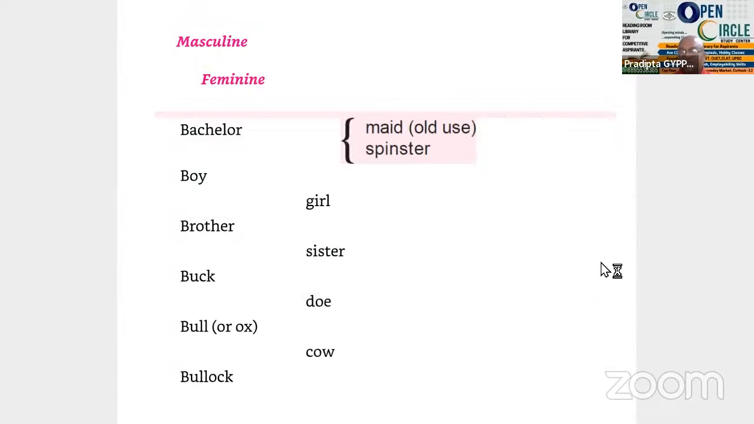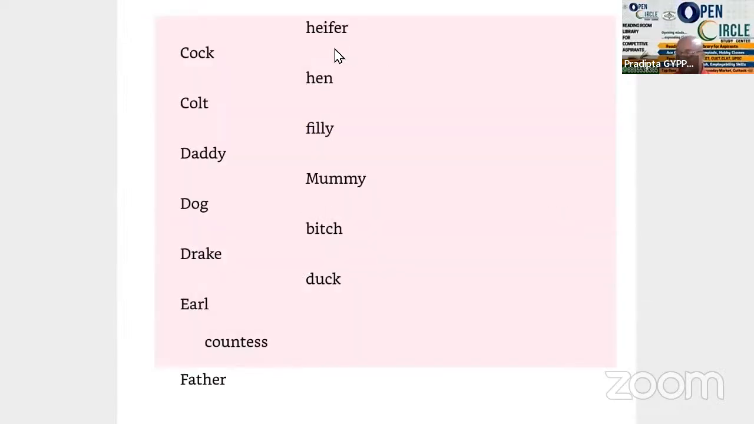Another term for cow is heifer, H-E-I-F-E-R. Heifer, female cow. Cock, hen. Colt. Whatever new words you come across, make it a habit of noting them in your copy. What do you mean by the term colt? C-O-L-T. Is it related to horse? Correct. It's a male horse. A male horse is called a colt, and the female horse is known as filly, F-I-L-L-Y. Daddy, mommy. Dog, bitch.